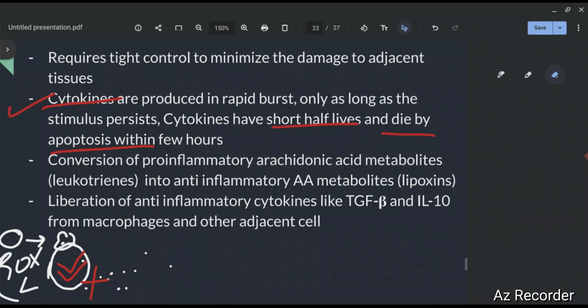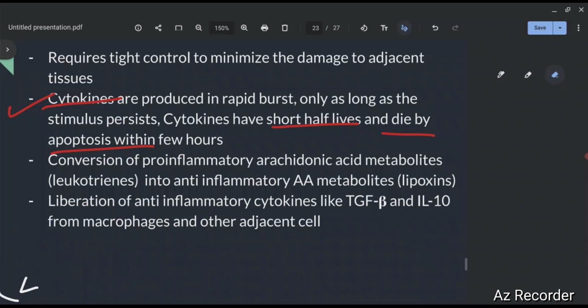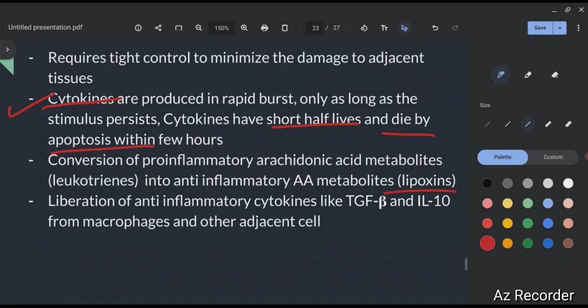After a while, when the offending agent has been eliminated, your macrophages start producing an anti-inflammatory mediator known as lipoxin. This one over here. Okay, what happens at first when there was an offending agent and it was being recognized by certain kinds of cells, your macrophages and other tissues of your body produce leukotrienes. Leukotriene is also a kind of inflammatory mediator. It has a role in increasing vascular permeability, increasing adhesion molecules on the surface of leukocytes. So at first, leukotrienes are being produced because we need them to elicit the inflammatory process.